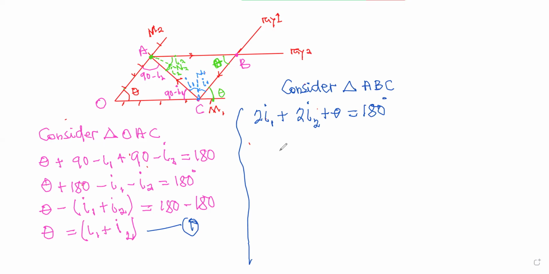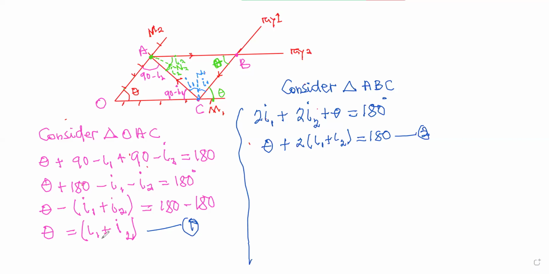Therefore, when we factorize 2 out, we have 2 times I1 plus I2, plus theta. Oh, sorry, I've already written the theta. So theta plus 2 times whatever is in the bracket is equal to 180. This is equation 2. And from equation 1, we derive that theta is equal to I1 plus I2.